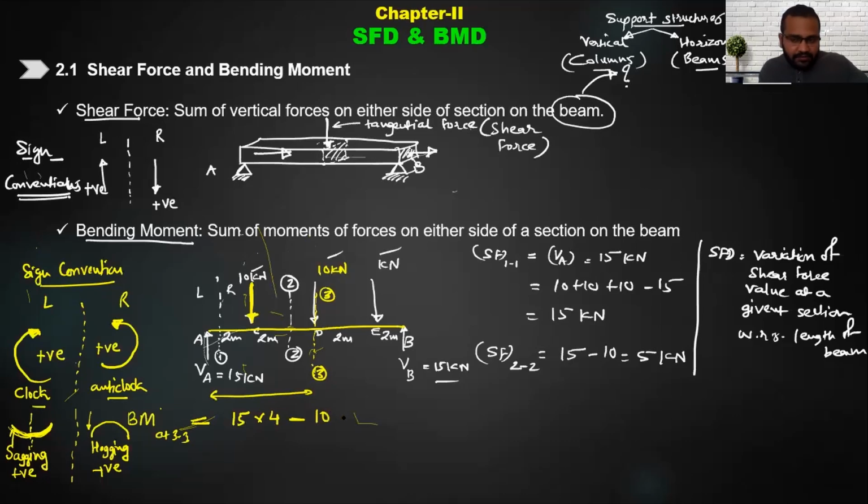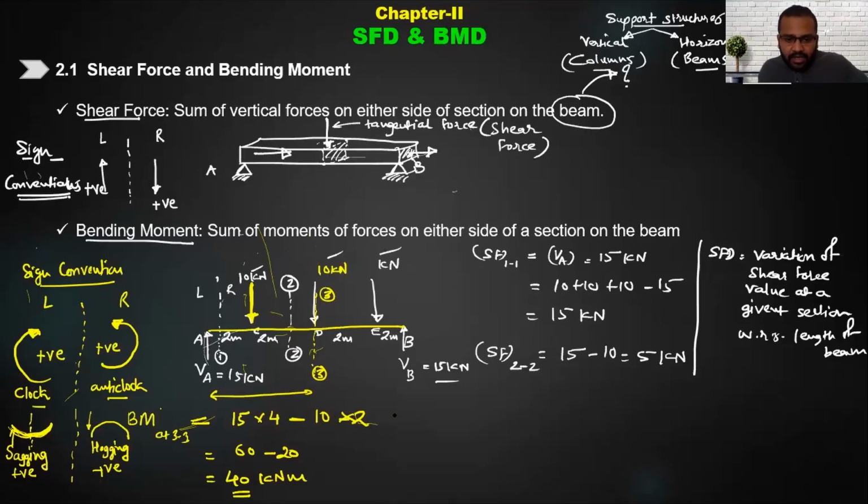That is, left hand side पे वो डाउनवर्ड नेगेटिव हो जाएगा. It will try to bend in the anti-clockwise direction, which is negative on the left hand side. That is why I am writing minus 10 into 2. So if I solve this, it would be 15 into 4 minus 20, and it will give me the answer as 40 kilo Newton meter, and that is my bending moment at D.